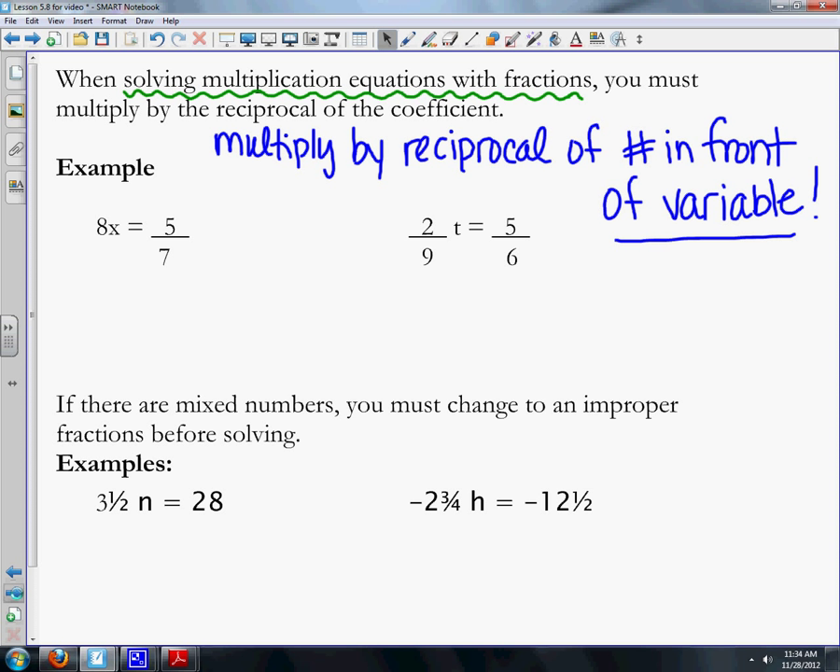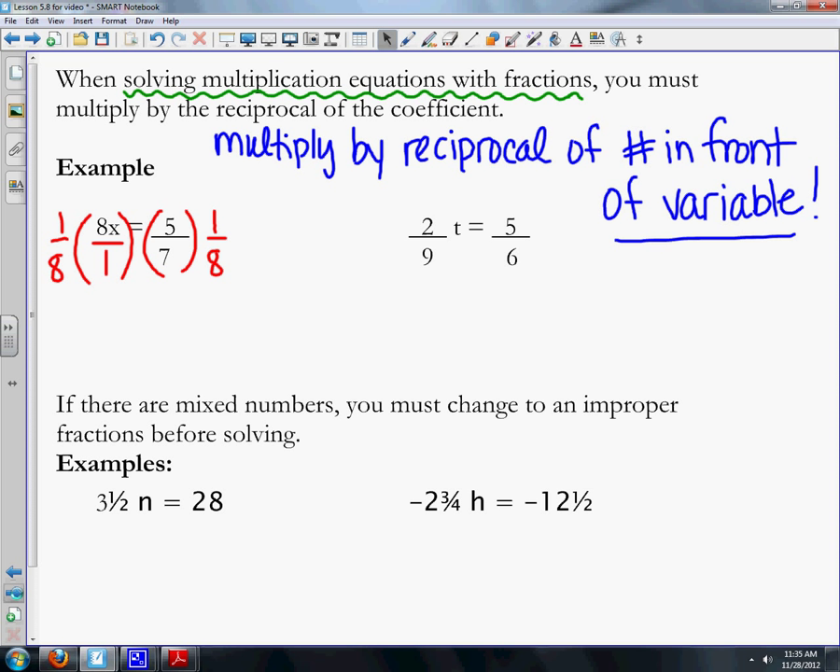So, here's an example. 8x equals 5/7. So, what I'm going to do is multiply by the reciprocal of 8 because 8 is my coefficient. 8's the number in front of the variable. Now, the reciprocal of 8 is supposed to look like that. So the reciprocal would be 1 over 8, and I'd multiply both sides by 1 over 8.